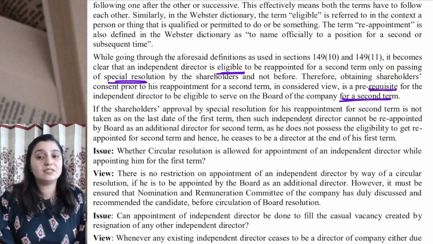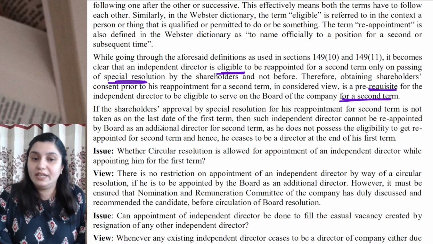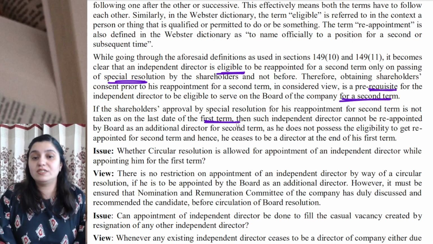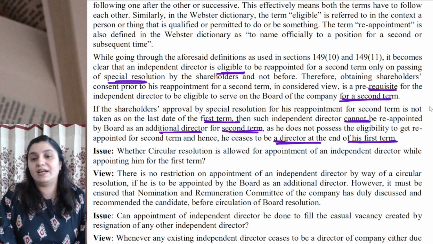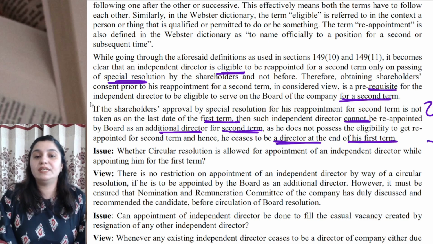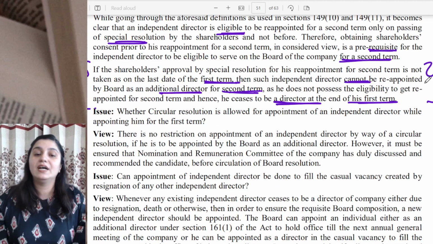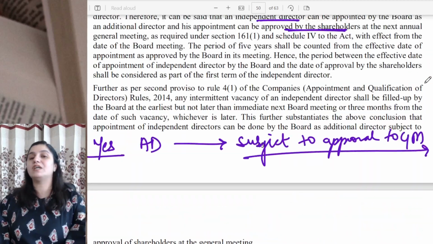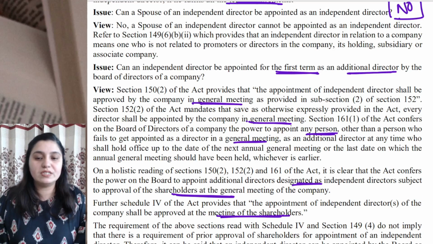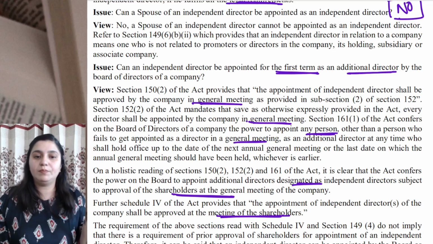So if the shareholders' approval for the second term is not taken as on the last date of the first term, then such independent director cannot be reappointed as an additional director for the second term, as he does not possess the eligibility to get reappointed. Hence, he ceases to be a director at the end of his first term. So basically, you will have to take the approval before the last date of the term, otherwise he will cease to be a director.